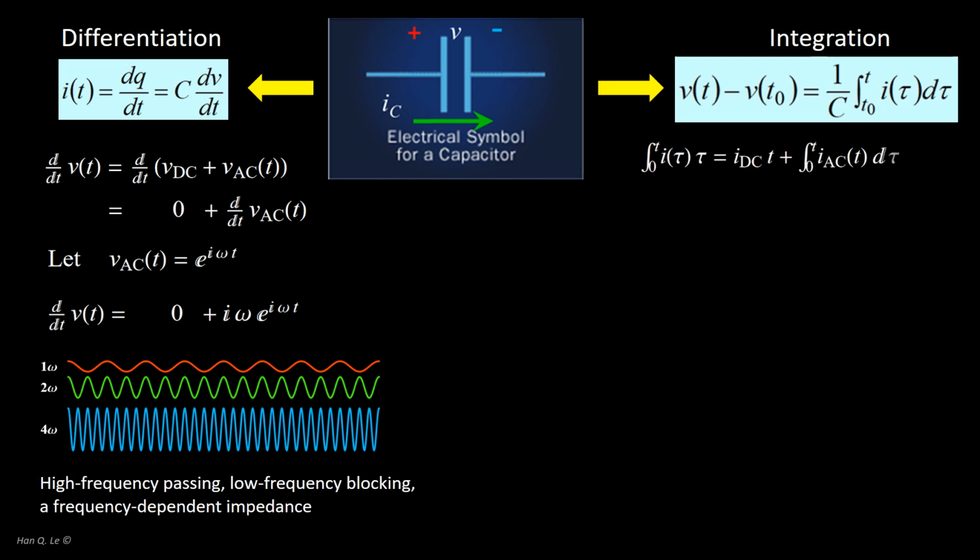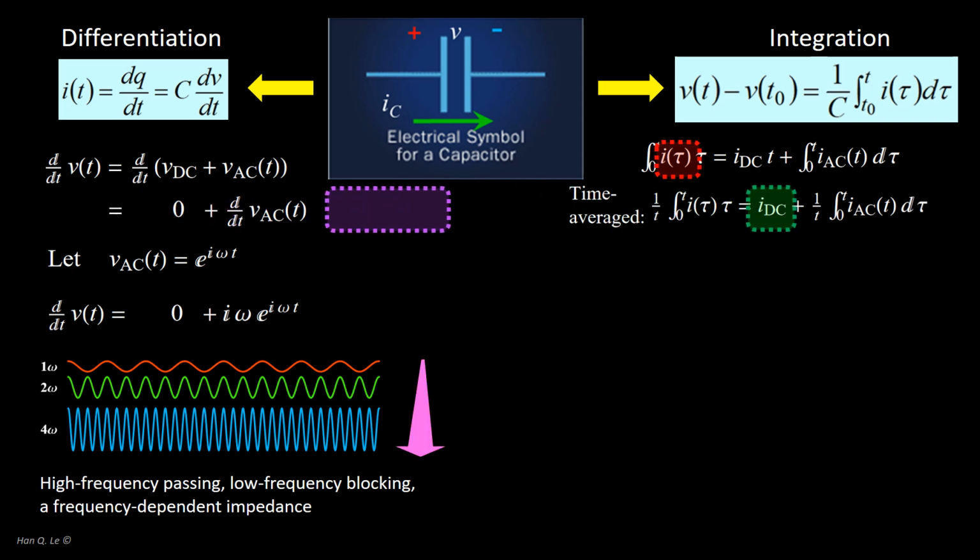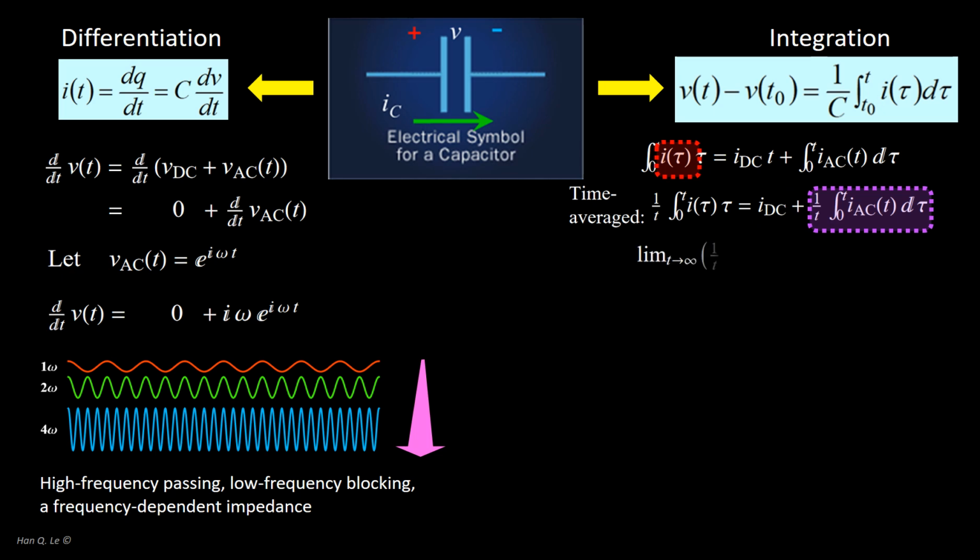Now, let's consider integration. Let the input current I be the sum of a DC component and AC component also. Then the DC term cumulates versus time. This is the accumulation of charge on the capacitor that we have seen previously. Taking the time average, it becomes the DC term again, plus the time average of the AC current integration. By the very definition, the long-term average of the AC integration is to vanish, leaving only the DC component.